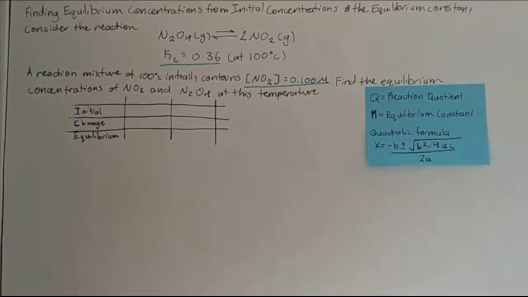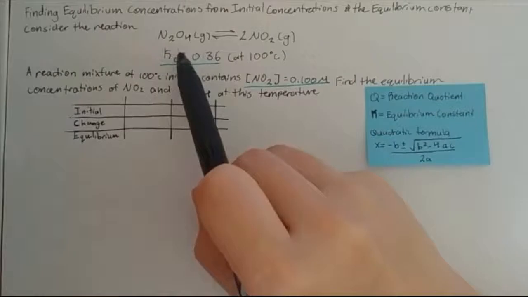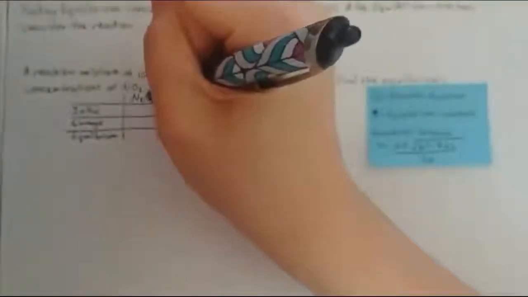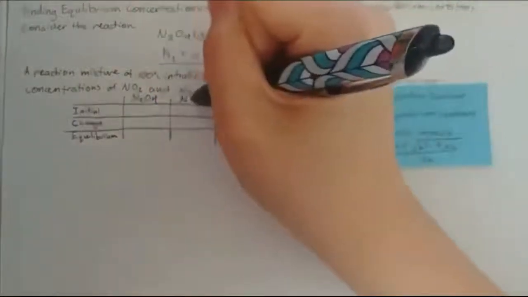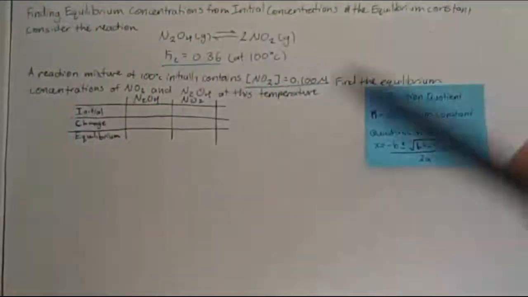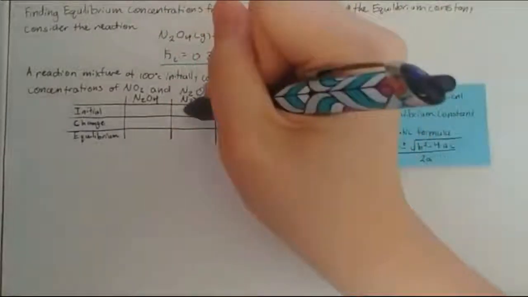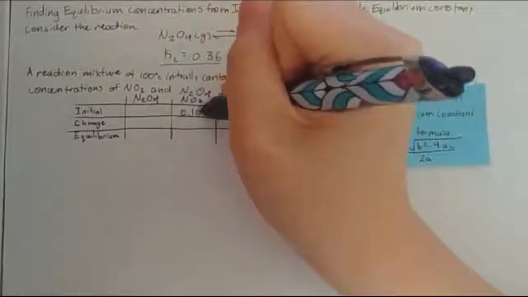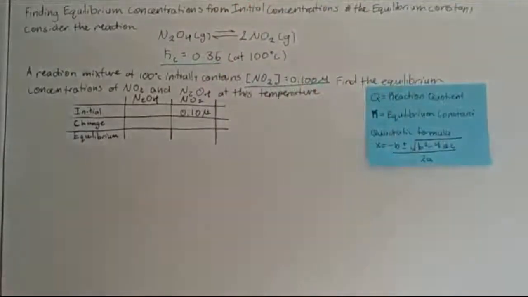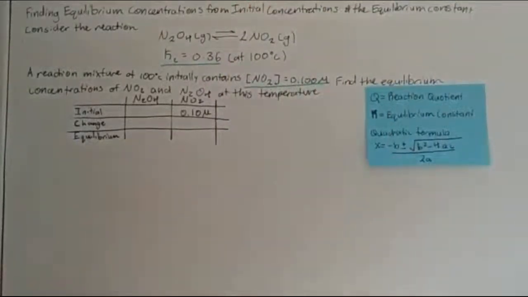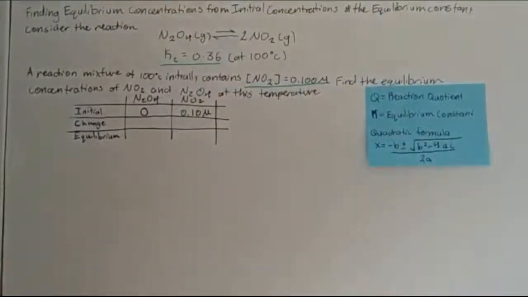Alright, so we start off by making an ICE table for the reactant N2O4 and the product NO2. So we put that into the box. And for the initial concentration, we know that for NO2 it's 0.1 molarity. And we can assume that we have no N2O4 starting out. To calculate the change, we need to compare the Q versus K values.